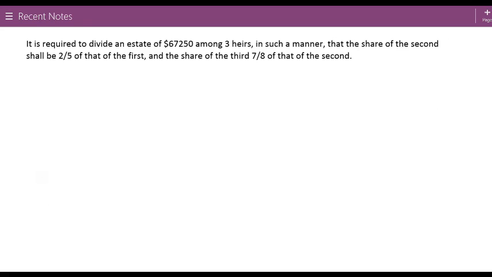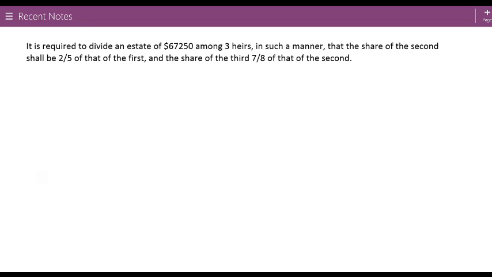So what we need to do first is figure all of this out as compared to the first, how big everyone's share is as compared to the first. Since the first person's share is undefined, we're going to put that as our unit. The second person's share is clearly 2/5. Now, the tricky part here, it's not tricky, you just have to be aware of what you're reading. The share of the third person is 7/8 of that of the second.